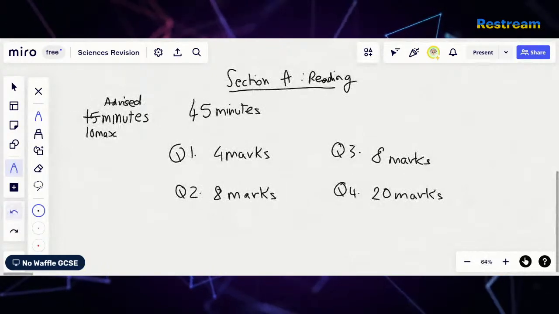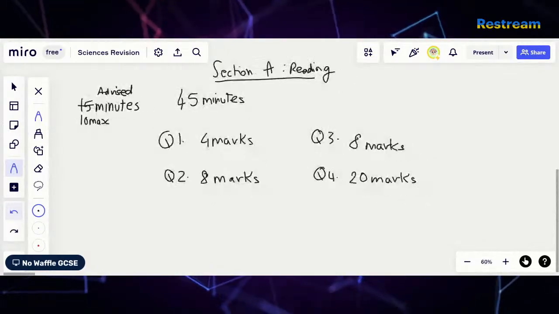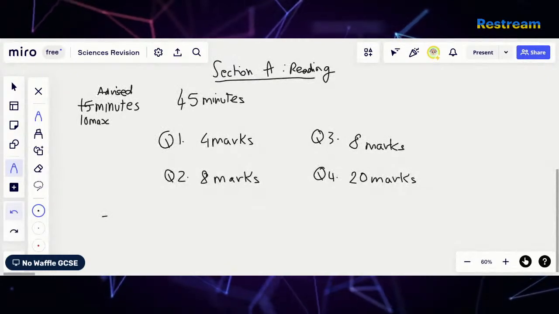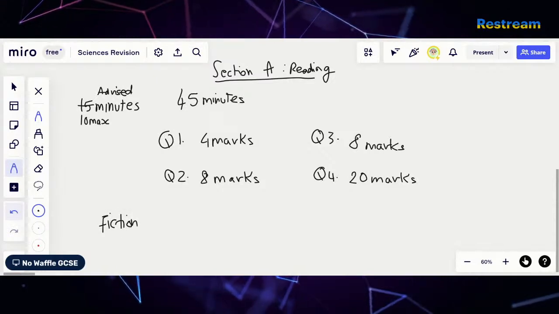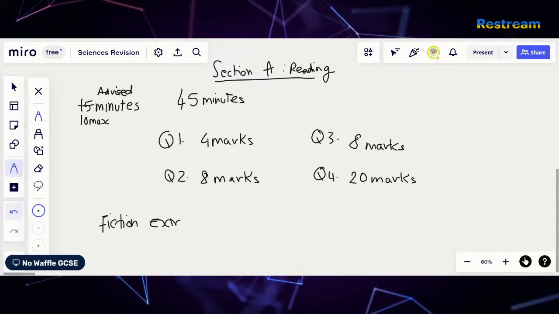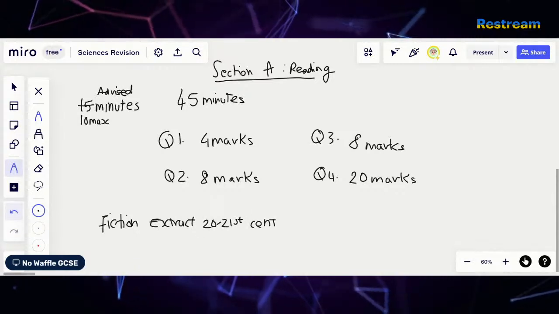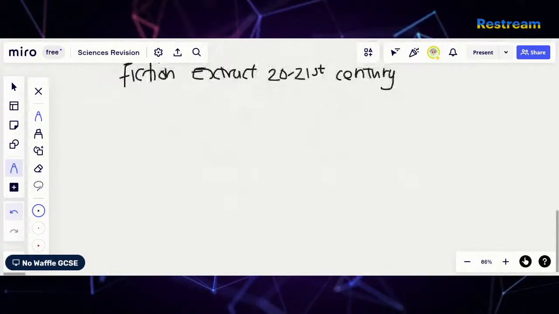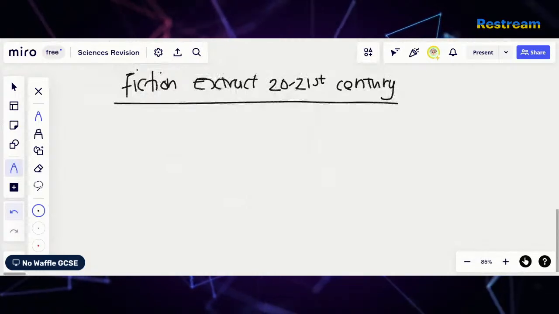So let's look at what the paper would look like. You're going to be given a fiction extract to read from the 20th to the 21st century. Now, Paper 1 is the paper in which you're only given 1 text. In English language Paper 2, you're given 2 texts. So, a fiction extract from the 20th to the 21st century. As I said, no more than 10 minutes reading time.